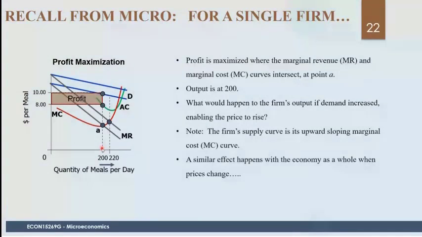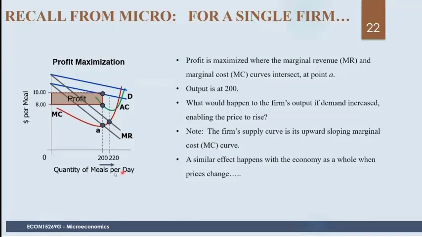A similar effect happens with the economy as a whole when prices change. So let's go back there. Here, if there's an increase in demand, for example, we're going to be shifting this demand curve to the right. The marginal revenue is also going to shift along with it, if you remember how we got marginal revenue. So here we're going to have an increase in output to 220. This is just one firm, and we're saying that in the overall economy, a similar effect would happen as a whole when prices change.